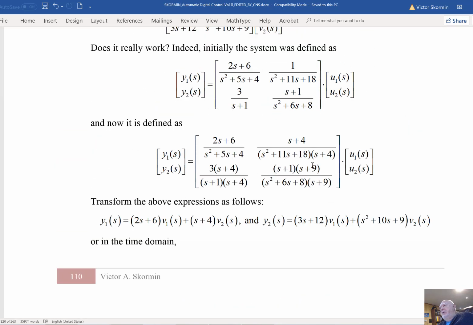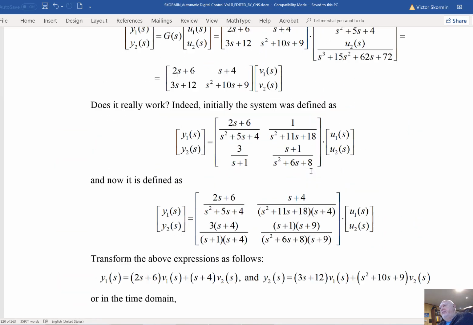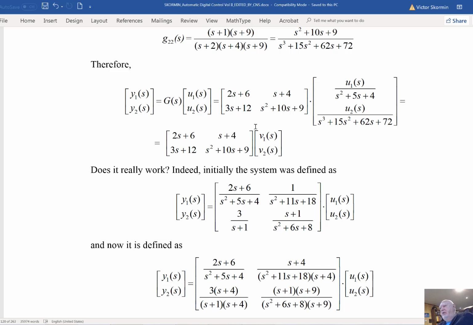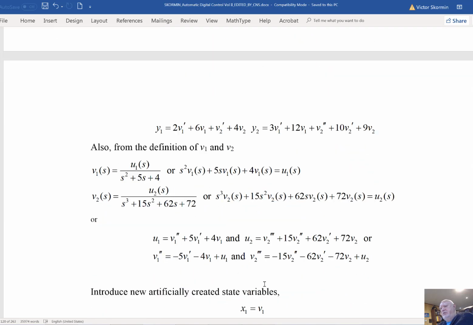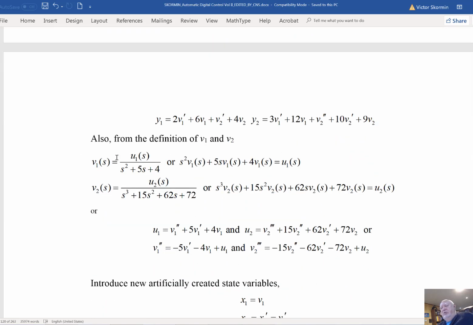Do you remember? These were my definitions of v1 and v2. This is v1 and this is v2. This is the expression for v1. This is the expression for v2. I will write down these expressions. Look, you saw them before. v1 is defined as this, and v2 is defined by this expression.